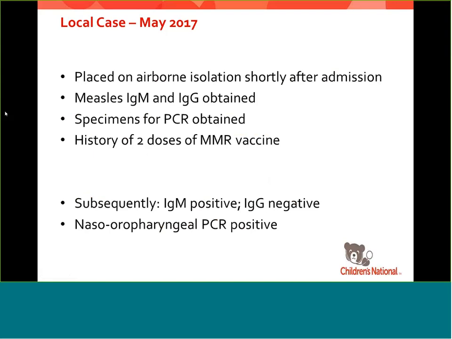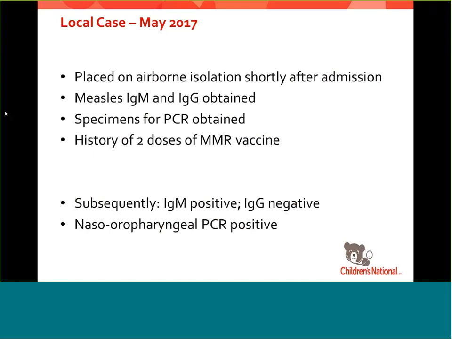We did obtain measles IgM and IgG, and we obtained specimens for PCR testing to send to the health department if needed. But after seeing how well the child was doing, how quickly he'd defervesced and his rash was resolving, and obtaining a history from the child's father and seeing documentation that he'd had 2 doses of MMR vaccine, we elected to hold off on sending the specimens for PCR, but still treated the child and considered him as a very likely case of measles.